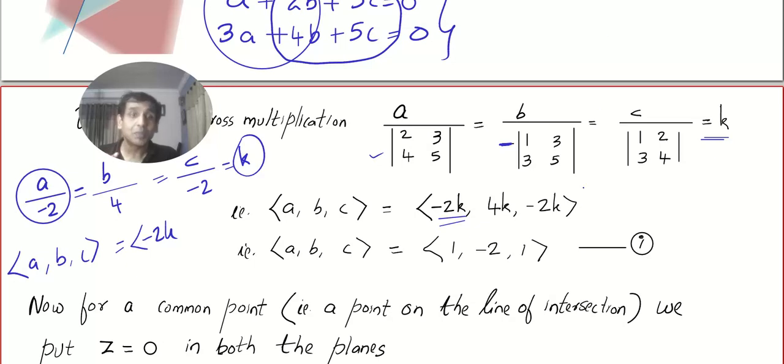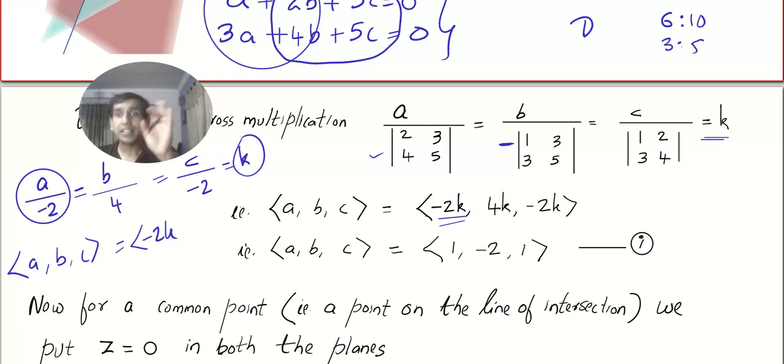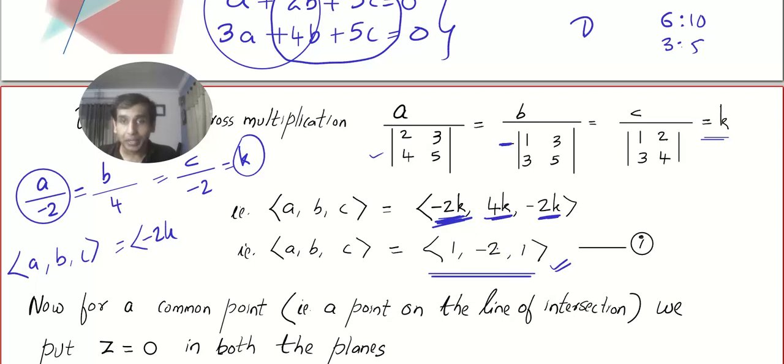And do you still remember we are finding direction ratios? How will you write 6:10? Won't you simplify it to 3:5? Similarly, we are not writing the direction, we are writing the direction ratio. So I am dividing throughout by the common factor minus 2k, and I got this as the direction. So you can be happy.